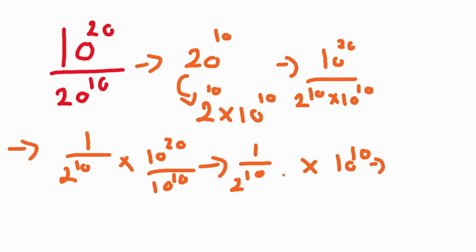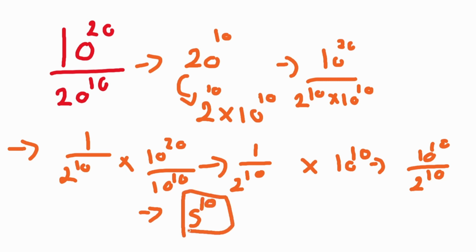Let's write it out now. Times these two together: 10 to the power of 10 on the top, 2 to the power of 10 on the bottom. What you can see here is you've got same powers but different bases, so you can divide the bases out. What you're going to get is your final answer: 10 divided by 2 is 5. The power doesn't change, so we're going to have 10. The final answer is 5 to the power of 10.